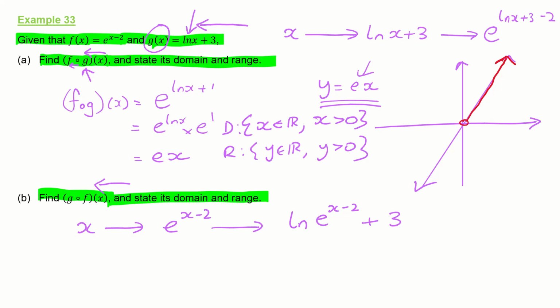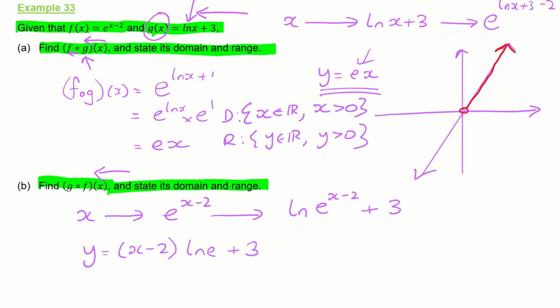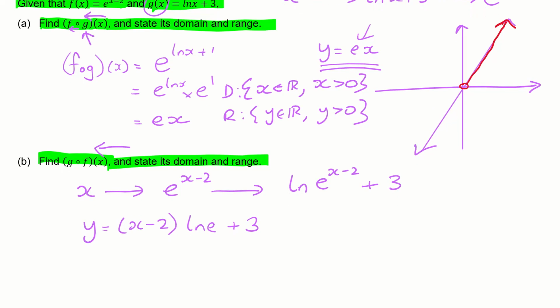So that is going to be x minus 2 ln e plus 3. Ln e is 1, so y equals x minus 2 plus 3. Y is going to be x plus 1. So that is our g of f of x: x plus 1.